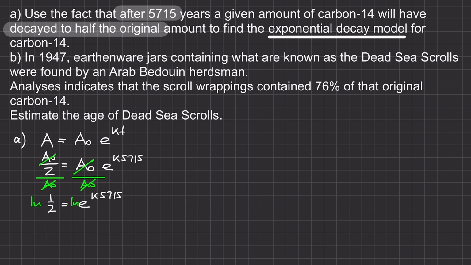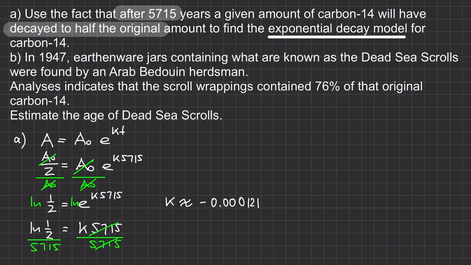With the inverse property, we can write ln of e raised to the power of k times 5,715 as k times 5,715. And after dividing both sides by 5,715, we get approximately the negative of 0.000121.